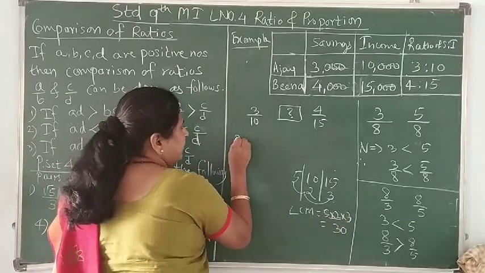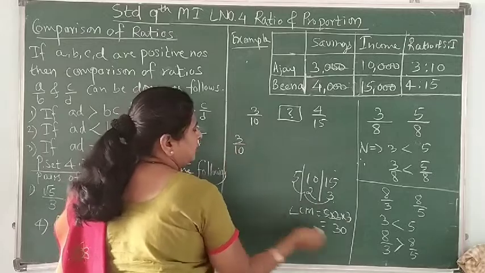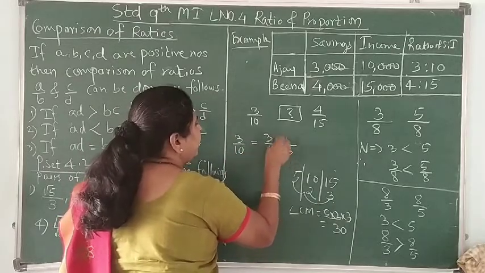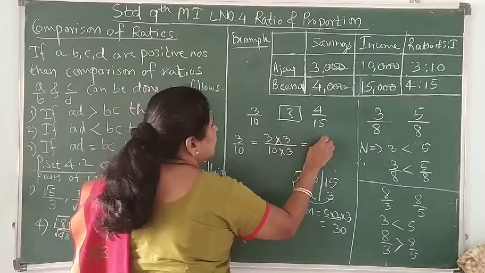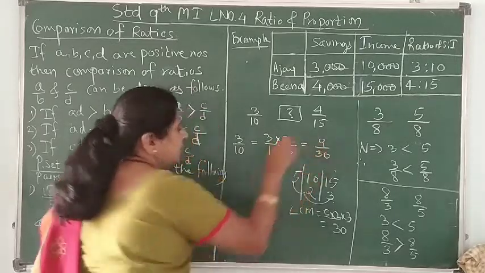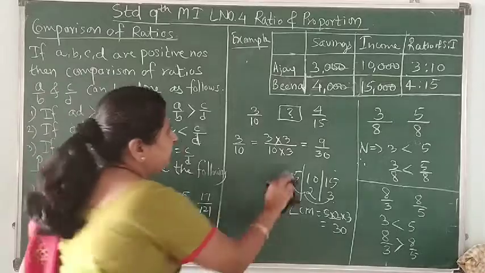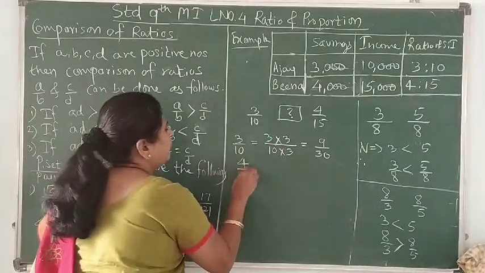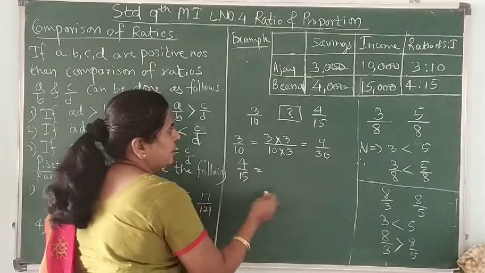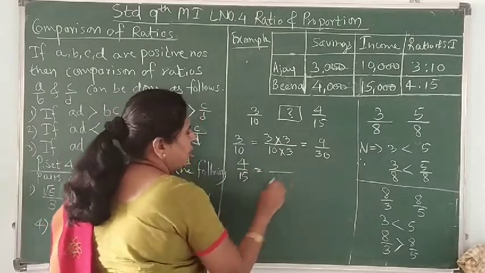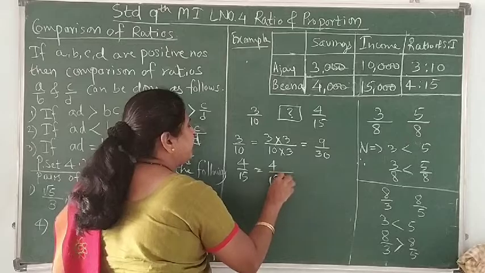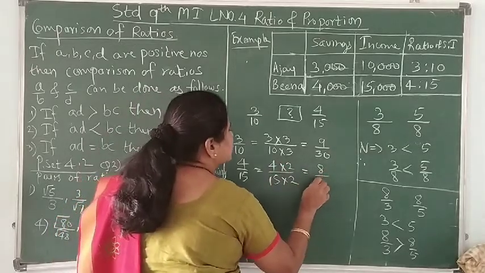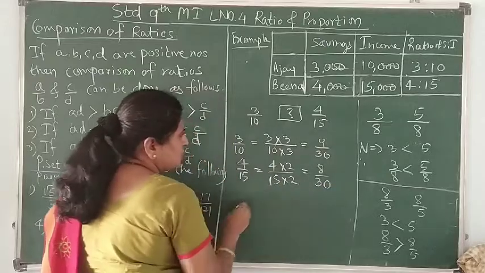So how can we convert 3 upon 10 into a denominator of 30? We can multiply 3 upon 10 by 3, so we get 9 upon 30. And how can we convert 4 upon 15 into the common denominator 30? When we multiply 4 upon 15 by 2, we get 8 upon 30. So what do we find?